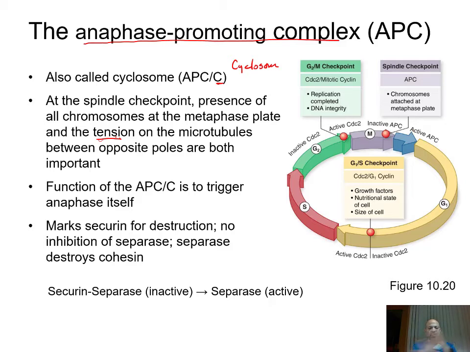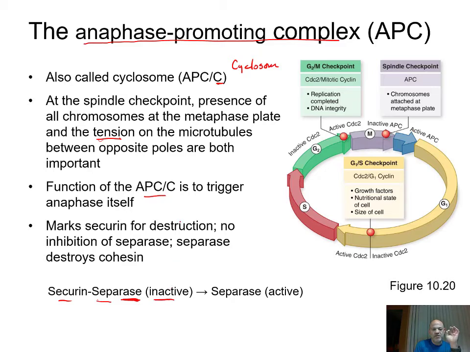So if all of that checks out, then the anaphase promoting complex is activated, and what it does is trigger anaphase, but it does so indirectly. And what's it going to do? Well, it turns out that there's another pair of proteins in there. It's a securin-separase complex, and the separase is an enzyme. While the separase is bound to securin, the separase is inactive, right?